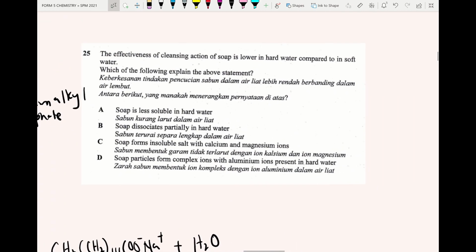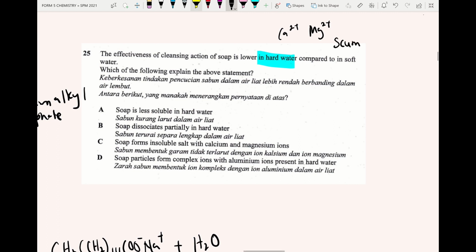The effectiveness of the cleaning action of soap is lower in hard water. Why? Because hard water contains a high concentration of calcium ion and magnesium ion, and the anion of soap will form insoluble salt known as scum.